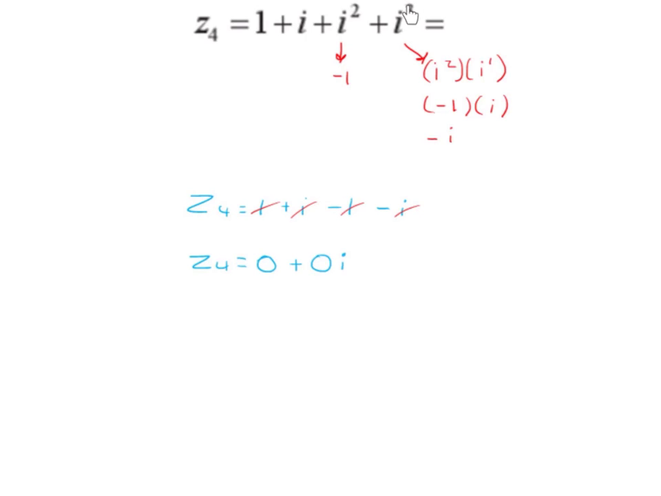So i to the power of 3 will factorise to i squared times i to the power 1. i squared we can swap for minus 1 with brackets around it because we know that i squared is equal to minus 1. And i to the power 1 just stays as i. And minus 1 multiplied by i is minus i. So Z4 is equal to 1 plus i minus 1 minus i. And 1 minus 1 cancels, leaving us with 0. And i minus i cancels, leaving us with 0i. So Z4 is 0 plus 0i, which is also the origin.